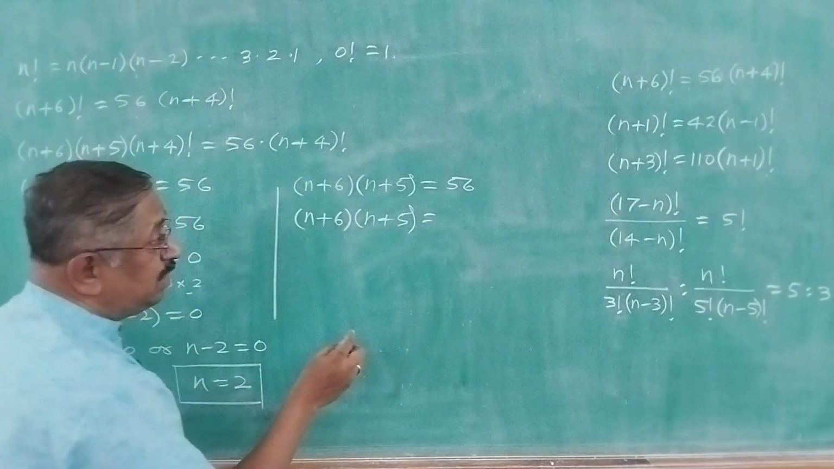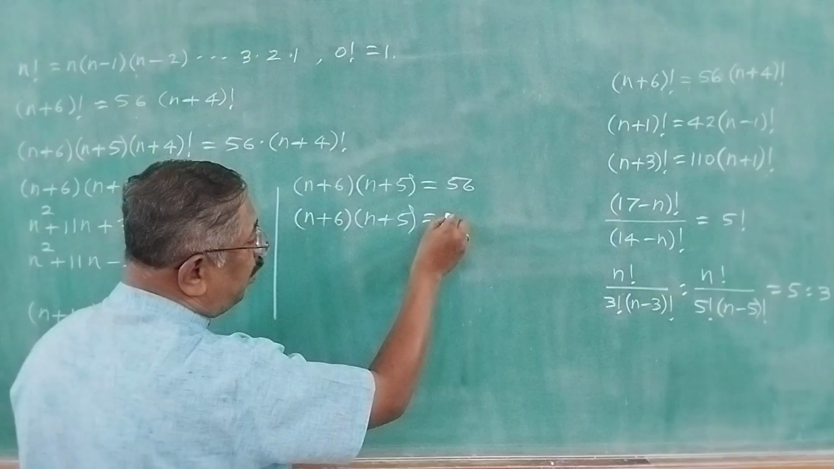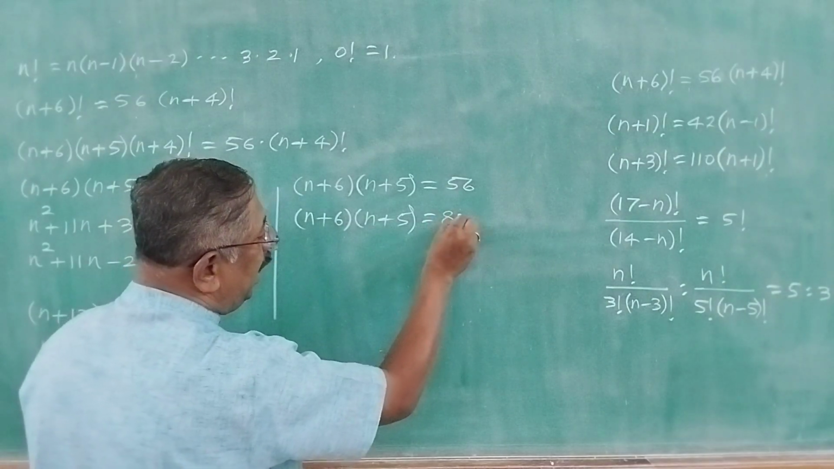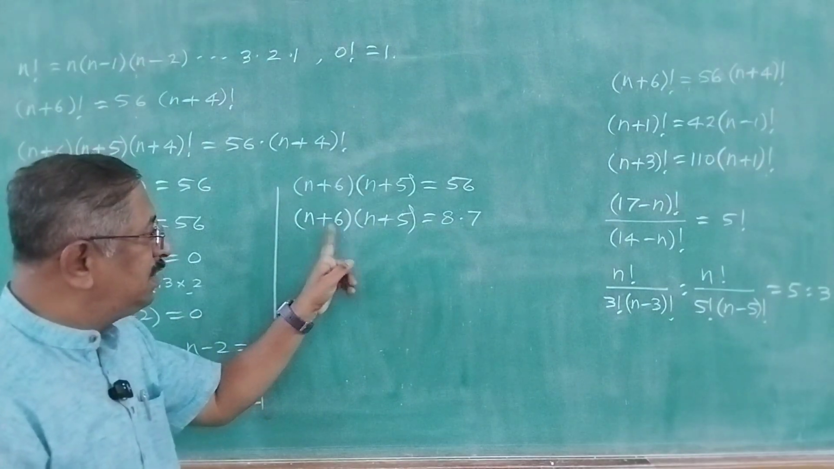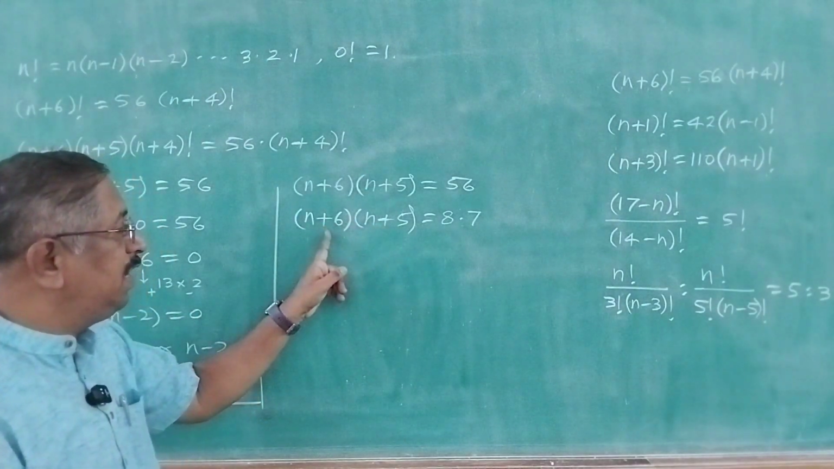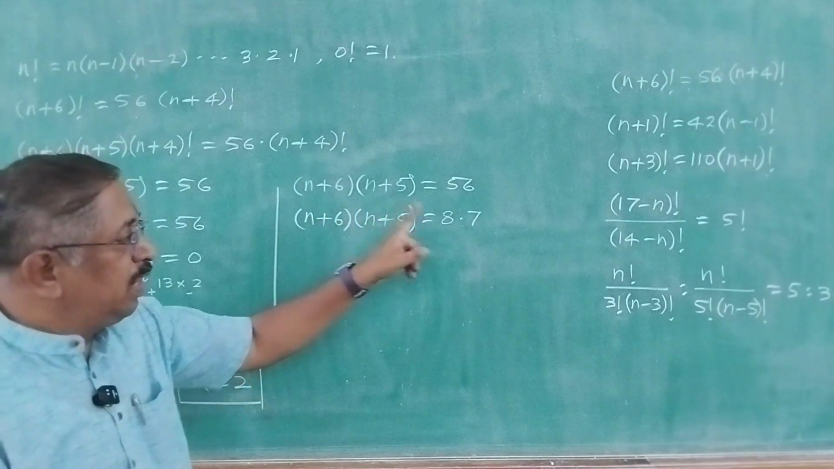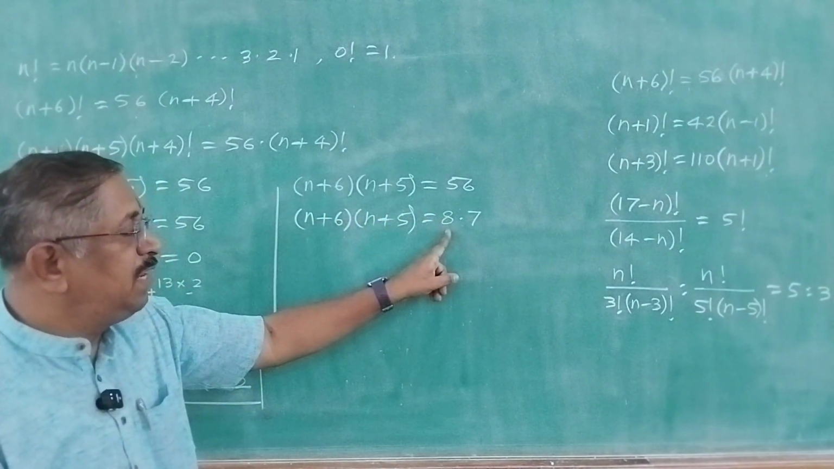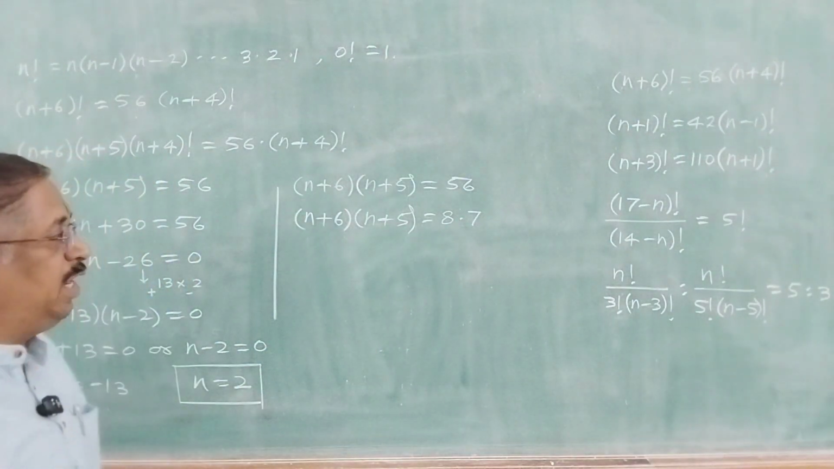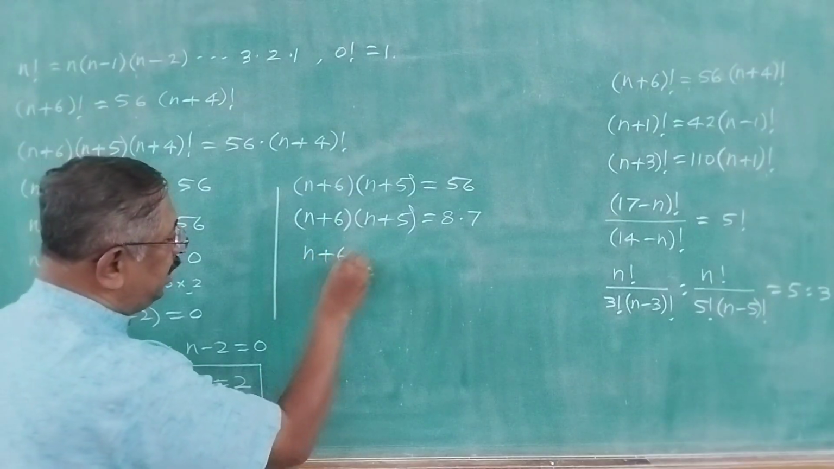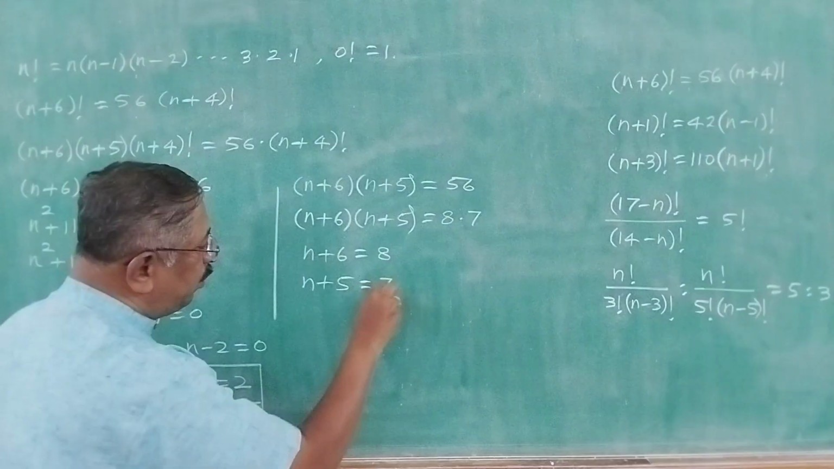Is it possible that I could write this 56 as 8 into 7 or 7 into 8? It is definitely 8 multiplied by 7. Why 8 multiplied by 7? Because n plus 6 and n plus 5 are giving the difference 1, with n plus 6 greater than n plus 5. For that purpose, we write that 56 in factor form as 8 into 7, not as 7 into 8. Now n plus 6 is equated to 8, n plus 5 is equated to 7.